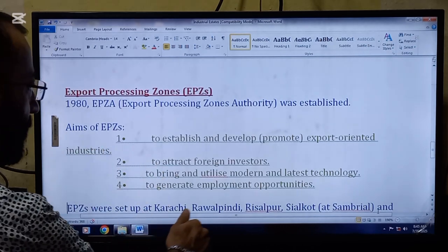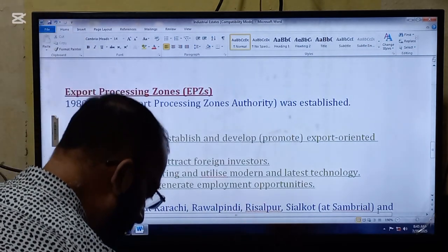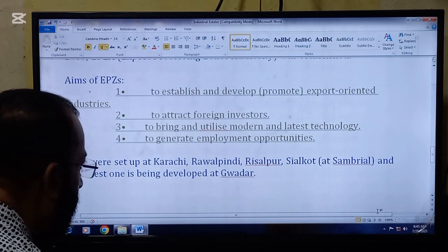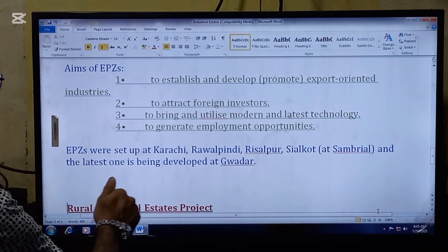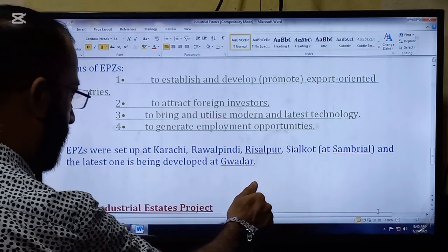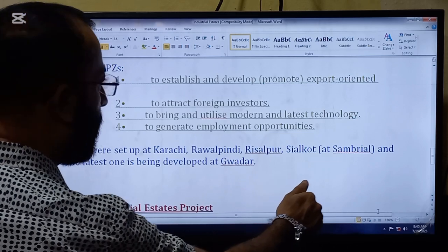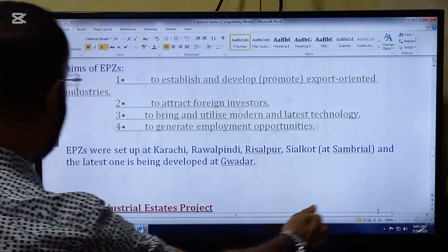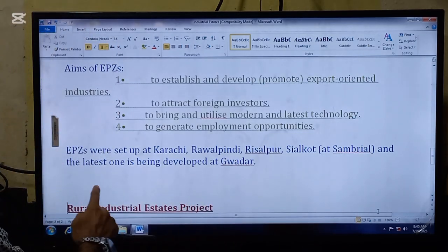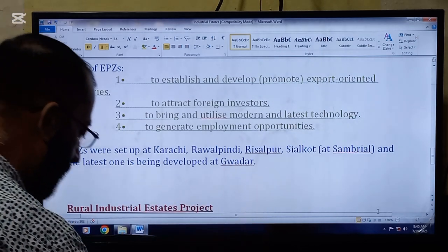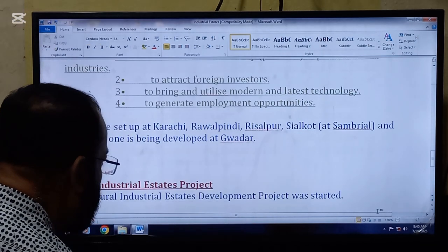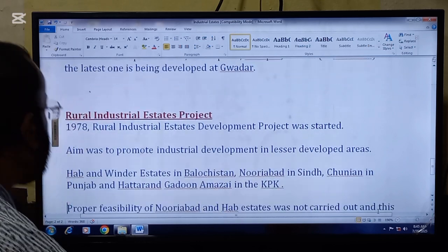Number four, to generate employment opportunities. Definitely, when industrial activity is done, a lot more jobs will be created and people will get jobs in those areas. Export processing zones were set up at Karachi, Rawalpindi, Risalpur, Sialkot, Sambrial, and the latest one is being developed at Gwadar. So here are some export processing zones in Pakistan.